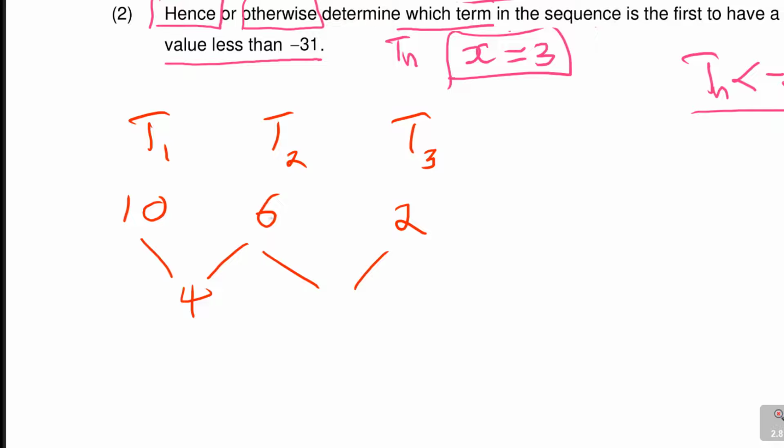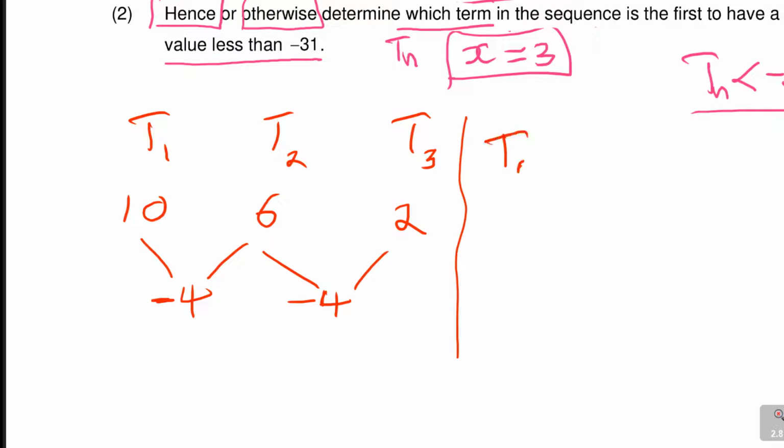2 minus 6. You see, actually 6 minus 10 is minus 4, not just 4. Be careful. 2, which is smaller, minus 6 is again minus 4. So it's a decreasing pattern. Are you with me? And then we said you can focus on finding Tn.